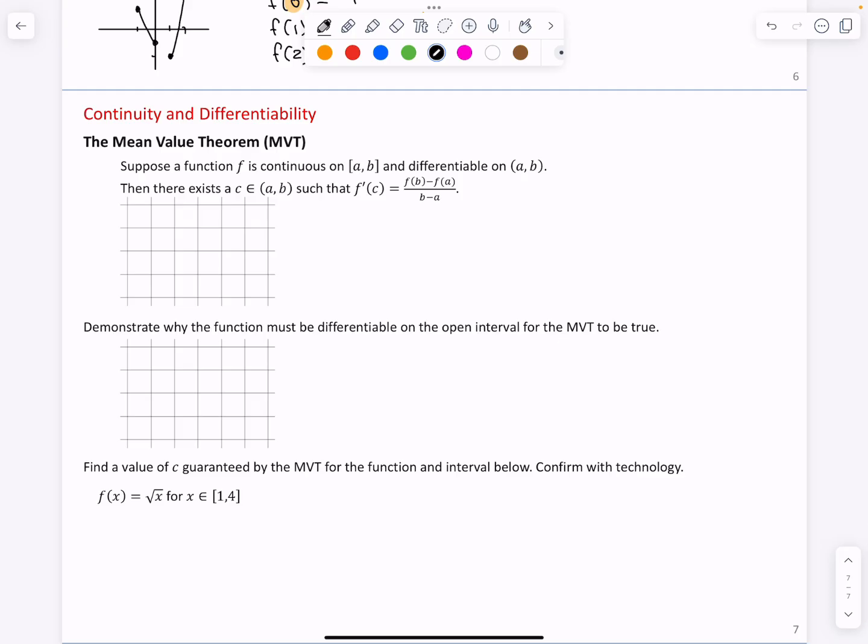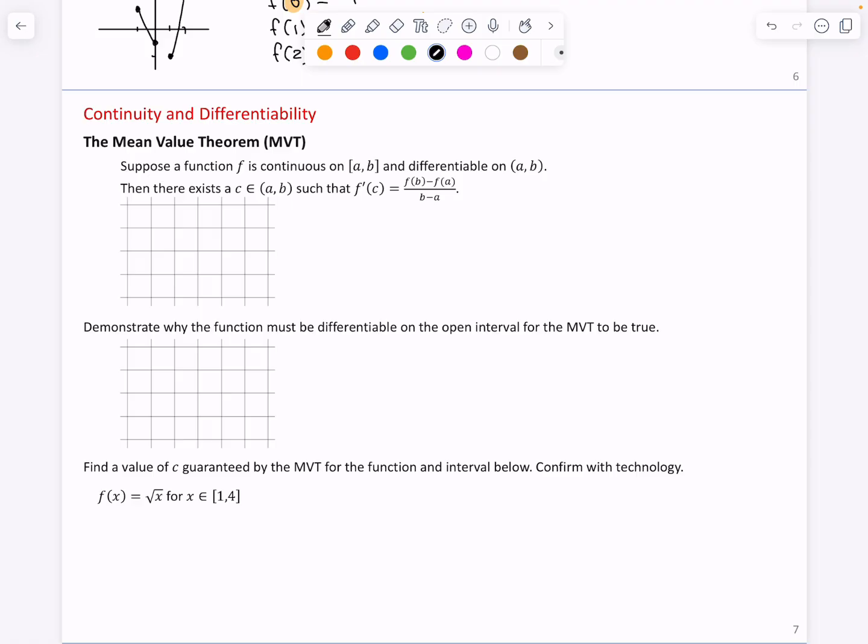The mean value theorem, MVT. Suppose a function f is continuous on a closed interval and differentiable on the corresponding open interval. Then there exists some c in the open interval, so between a and b, such that f prime of c is equal to f of b minus f of a over b minus a.